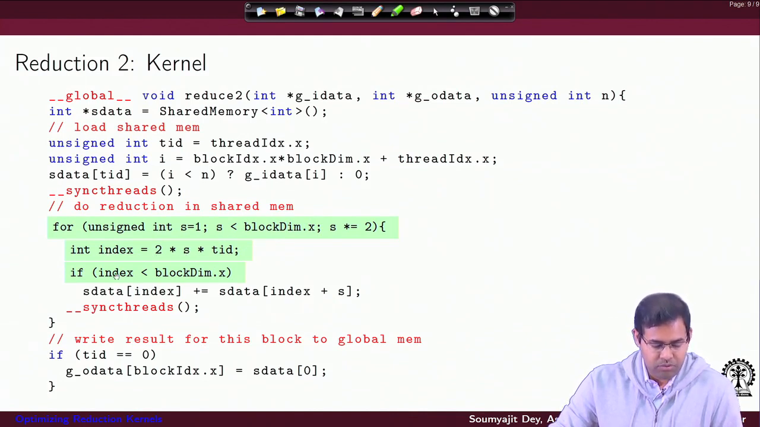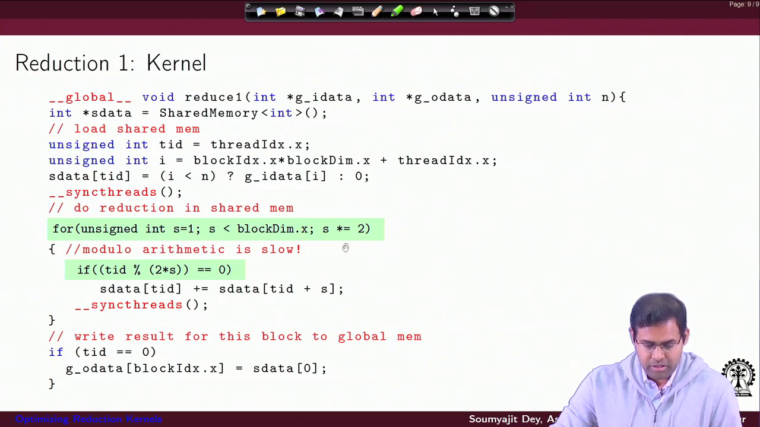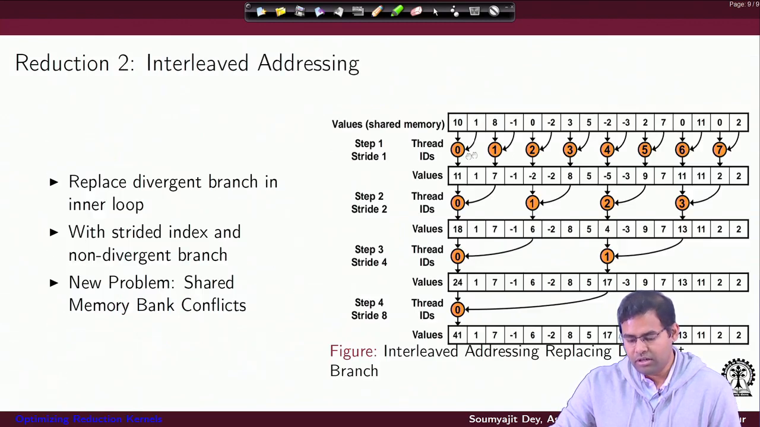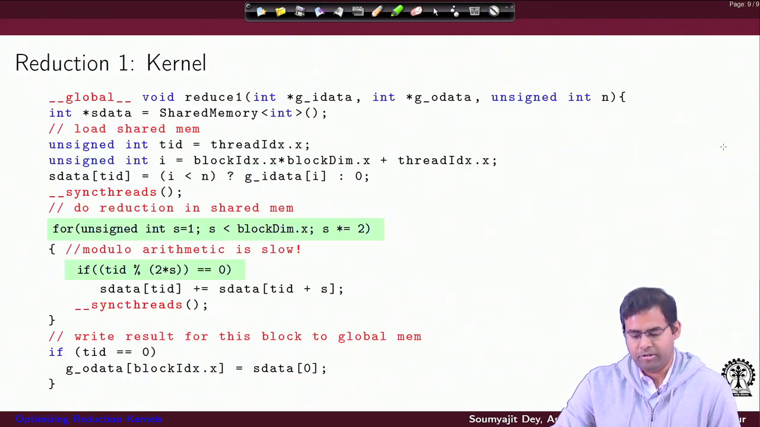And how long will this work? As long as the index is less than the block dimension. And of course, the stride remains the same. So the striding mechanism remains the same, from 1 to multiplied by 2. That's the hop. In every hop you multiply by 2, you start from S equal to 1. But you change the access expression from a simple identity map to 2 times S multiplied by TID, and that gives you this nice access pattern of threads.